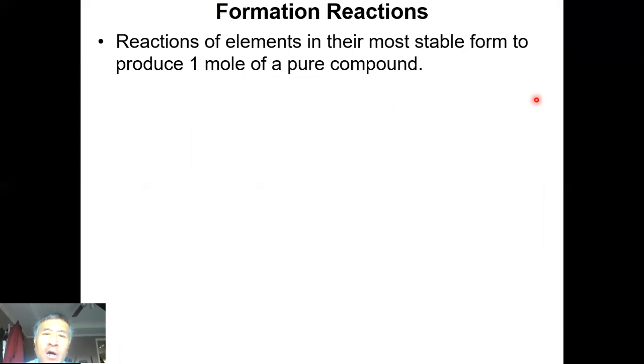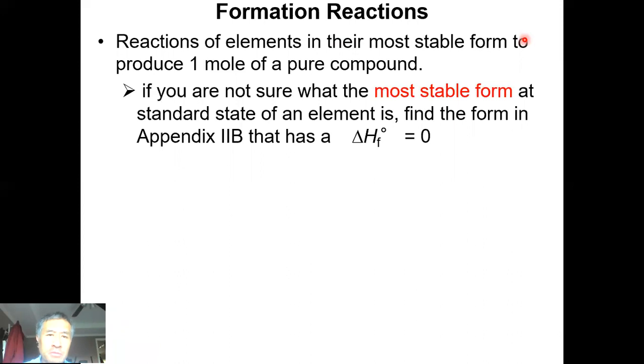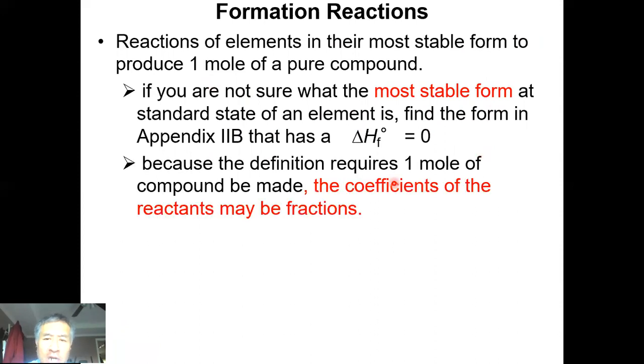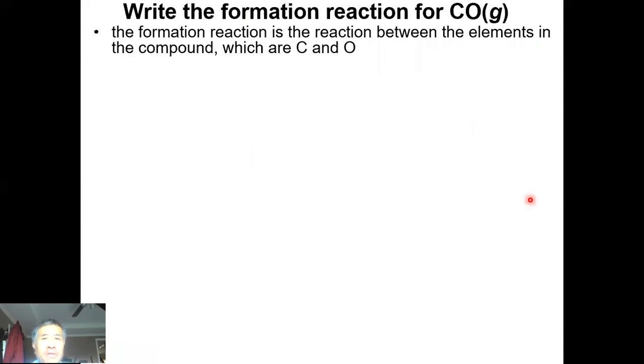So we can also learn how to write the formation reaction equations. Reactions of elements in their most stable form to produce one mole of a compound, we call those chemical reactions the formation reactions. If you are not sure what the most stable form at a standard state of the element is, find the form in the appendix, like we just talked about on the last slide. Because the definition requires one mole of a compound to be made for this formation reaction, the coefficient of the reactant may be fractions. So let's see, write the formation reaction for CO gas.